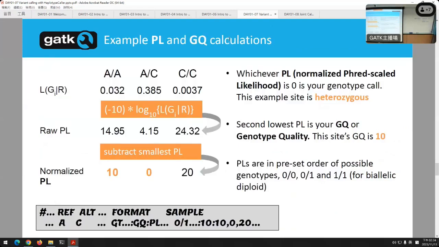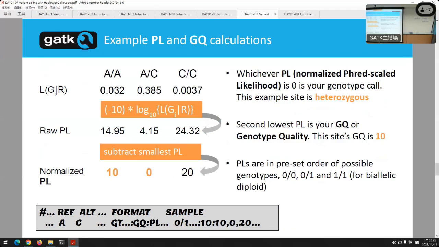So in my example here, the top row on the left is your likelihood. So I have these numbers. And remember, your likelihoods are not going to add up to 1. Okay, this is all the math that goes into it. In this example, imagine the possibility that someone is AA, this likelihood is 0.032. And same thing for CC is also even lower. But for AC, it's 0.385. So that's going to be the more likely possibility.